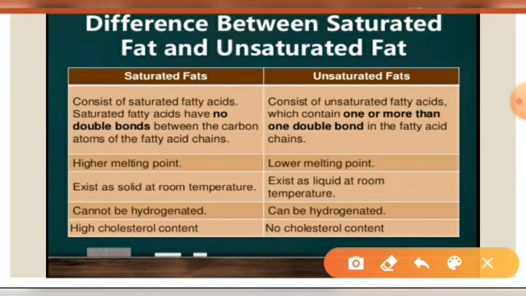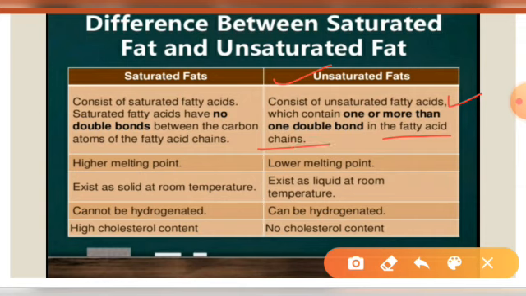Now, what are the differences between saturated and unsaturated fats? Saturated fats are made up of saturated fatty acids, so they have no double bonds between the carbon atoms of the fatty acid chain. Whereas unsaturated fats are made up of unsaturated fatty acids, so they contain one or more double bonds between the fatty acid chains.